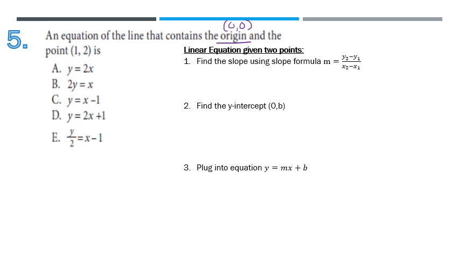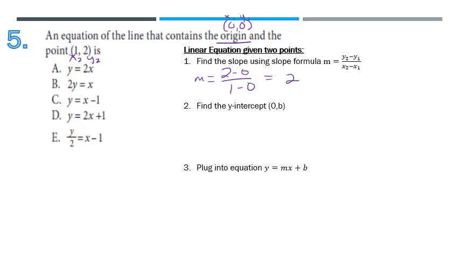Okay, your y2 minus your y1 over your x2 minus your x1. Here's your first set of points that were given to you, and here are your second set of points that were given to you. And we're just plugging those values in. So we have m equals 2 minus 0 over 1 minus 0. So therefore our slope equals 2.